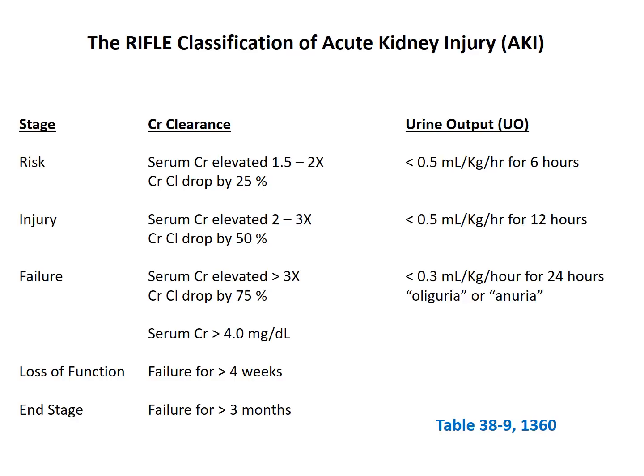If you have lost renal function for more than 4 weeks, it gets L, loss of function, and if you've lost it for more than 3 months, it gets end stage, and again, that's what I'm referring to in terms of chronic renal failure, loss of renal function which has gone on for more than 3 months. Risk, injury, and failure are graded by your serum creatinine level and how much your GFR has dropped.